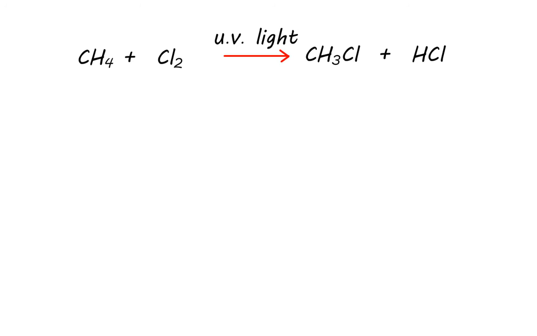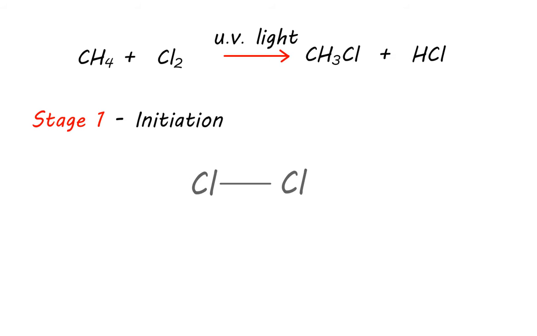The overall equation for the radical substitution of an alkane to form a halogenoalkane is as follows. We will now go through the mechanism to show the individual steps for how we believe this reaction takes place. The first stage is the initiation stage and involves the halogen, in this case chlorine, undergoing homolytic fission due to the presence of ultraviolet light to form two chlorine radicals.